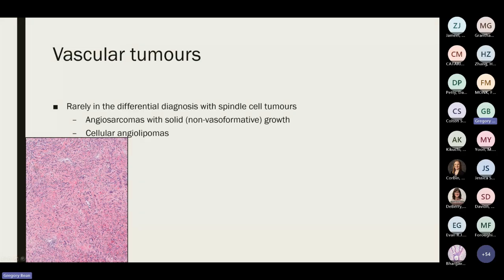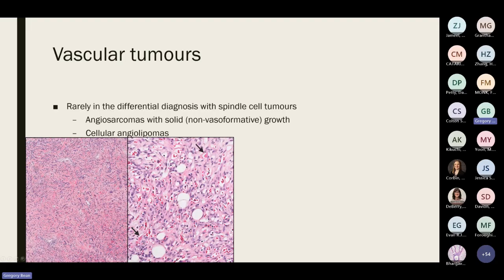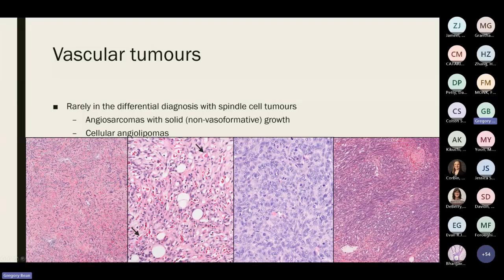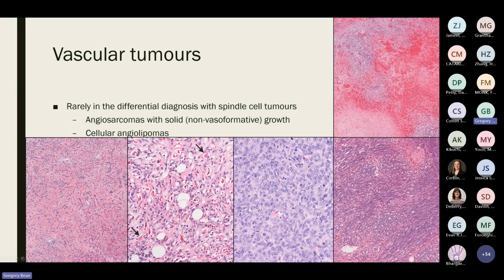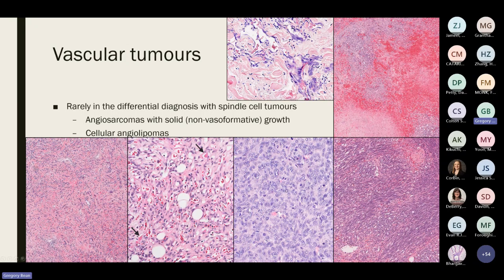This case here is an example of an angiosarcoma that can somewhat mimic PASH. Here's a case of a cellular angiolipoma that has some spindle-appearing cells. And then the rest of these are just more examples of angiosarcomas, which can show a variety of different appearances, you know, hemorrhage and necrosis in this one. Some of these can resemble carcinomas. And then sometimes you can have these very atypical cells, but still forming channels.